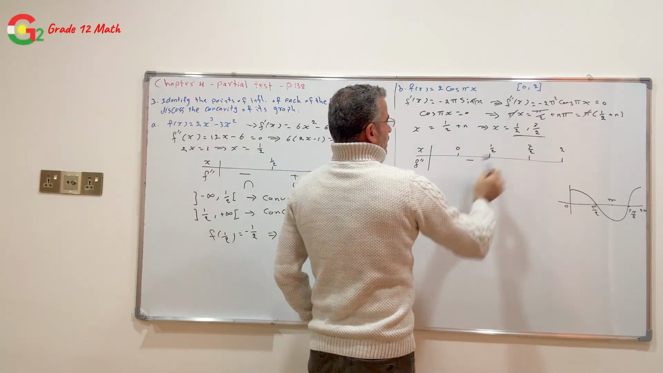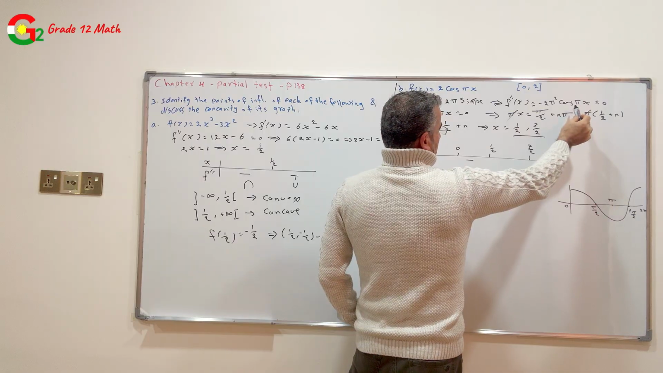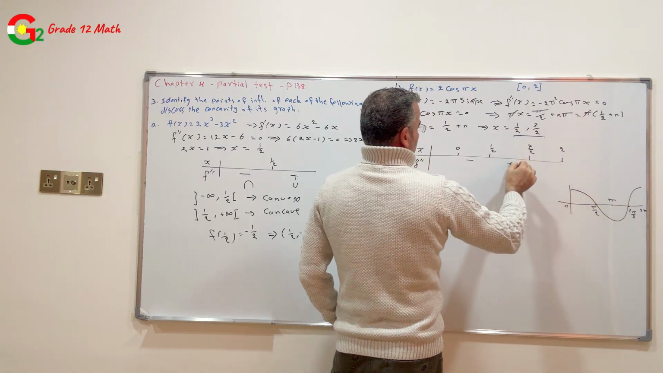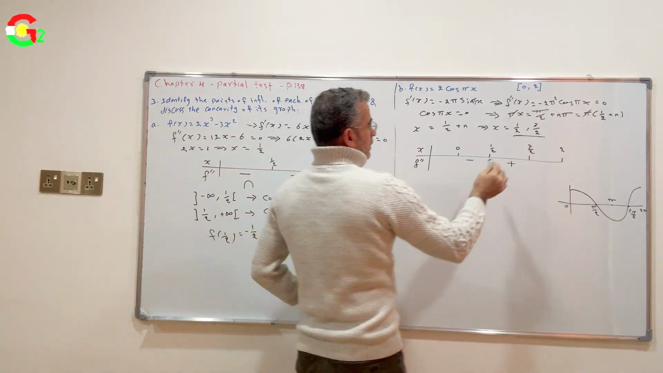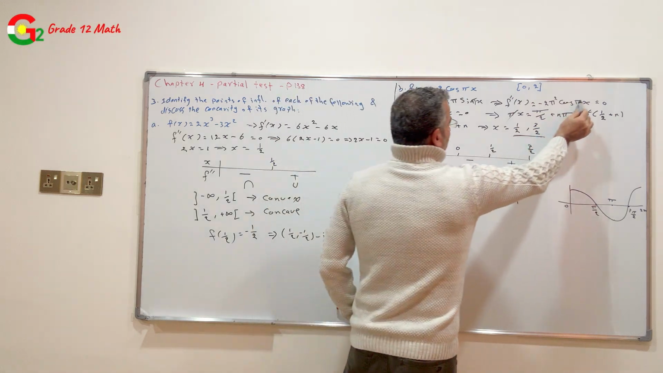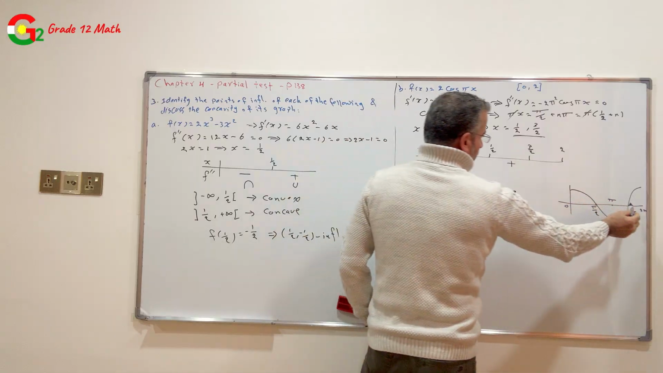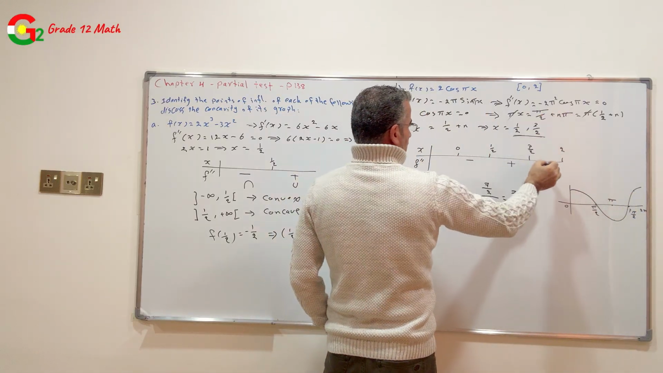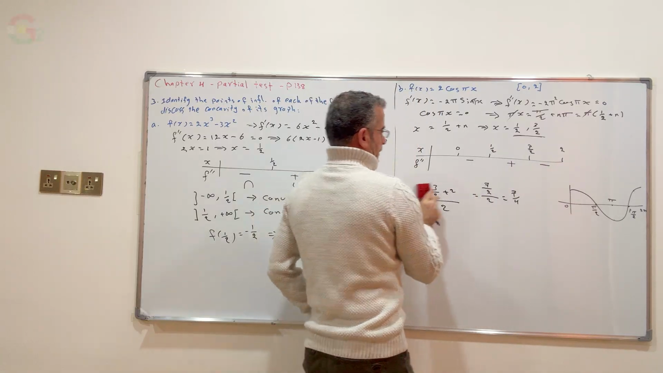Positive times negative, it is negative. Between 1/2 and 3 over 2, take 1. Cosine pi is negative. Negative times negative, the second derivative is positive. Between 3 over 2 and 2, take 7 pi over 4, which is less than 2 pi. The value is positive. Positive times negative, the sign is negative.